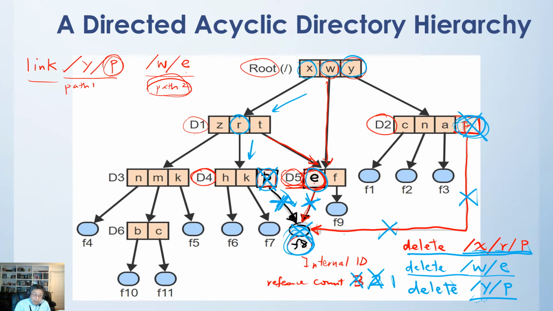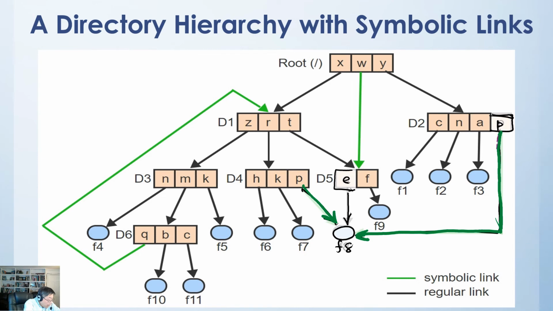So that's an advantage of using a directed acyclic directory hierarchy. I can make it very flexible. I can point to the same file through different paths. Deleting one path will not necessarily delete the file. So a directed acyclic directory structure certainly has certain advantages. One of the advantages is that each file may have multiple parents, so that means you can access the files from multiple paths. So that's good.